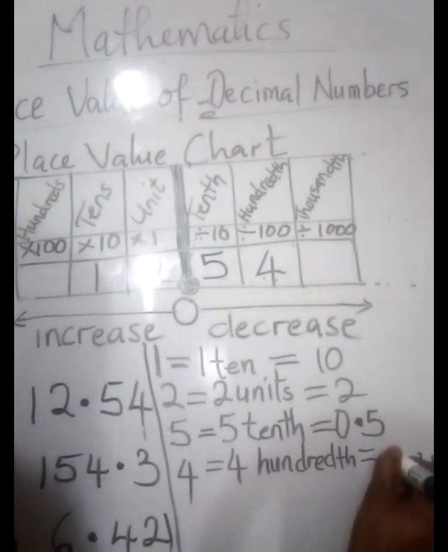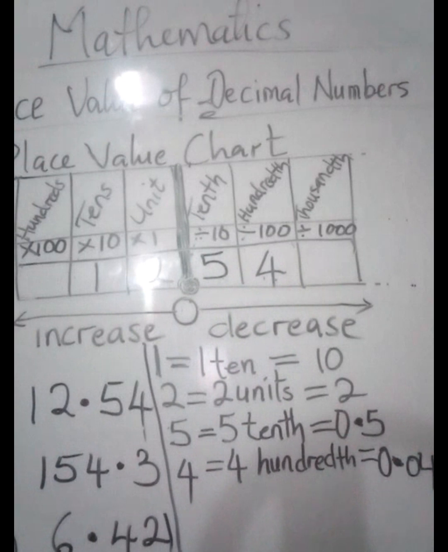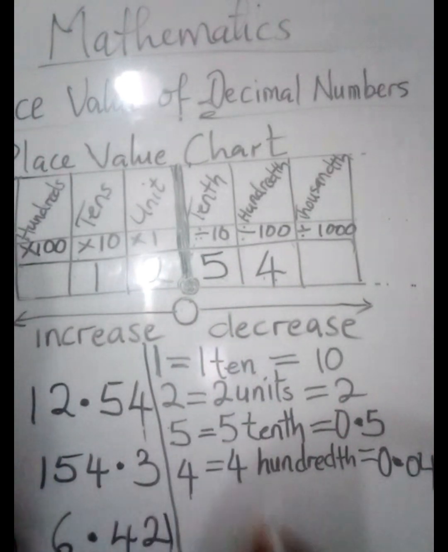And 0.04 is the same thing as 0.04. And the name of this number, if you want us to name it, is 12.54. Okay, so that's how you arrange your digits.